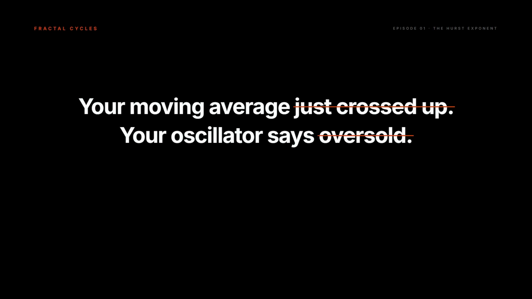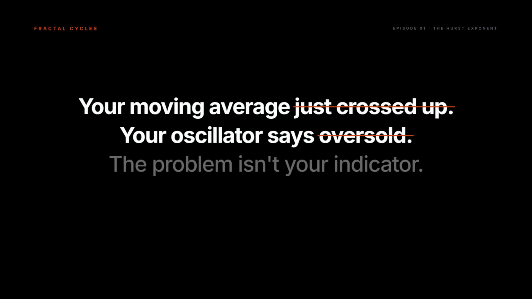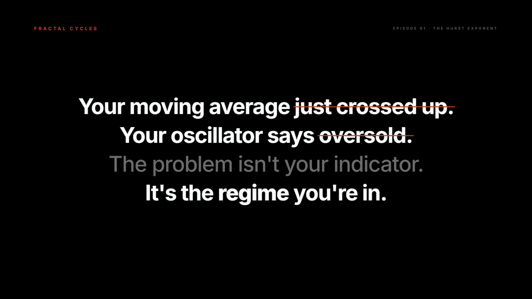Your moving average just crossed up, but the trend has no follow-through. Your oscillator says oversold, but price keeps falling. The reason isn't your indicator. It's that you're using the wrong tool for the regime you're actually in.